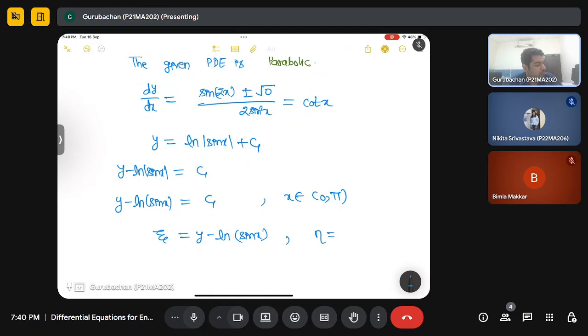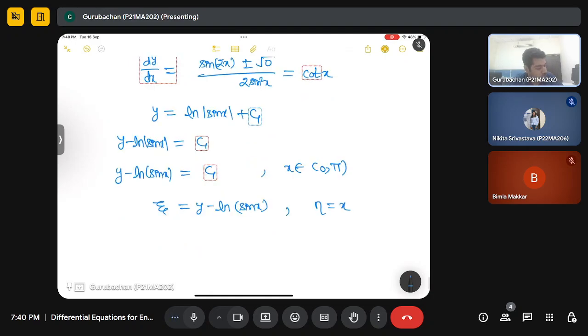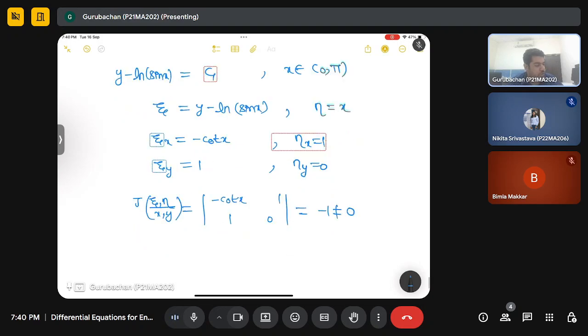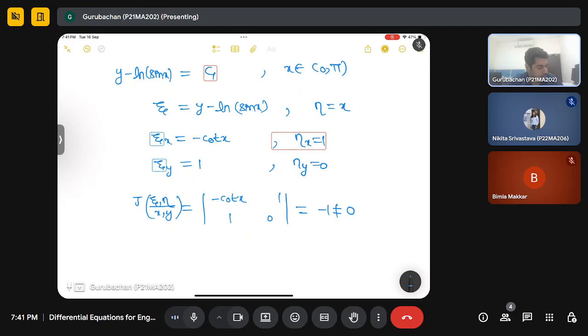Now here eta we have to choose as x, and let us check its Jacobian. So xi x will be minus cot x, xi y will be 1, eta x will be 1, eta y will be 0. So Jacobian of xi eta with respect to xy is the determinant of minus cot x, 1, 1, 0, that is minus 1, that is a non-zero quantity. So we can work with this xi and eta.